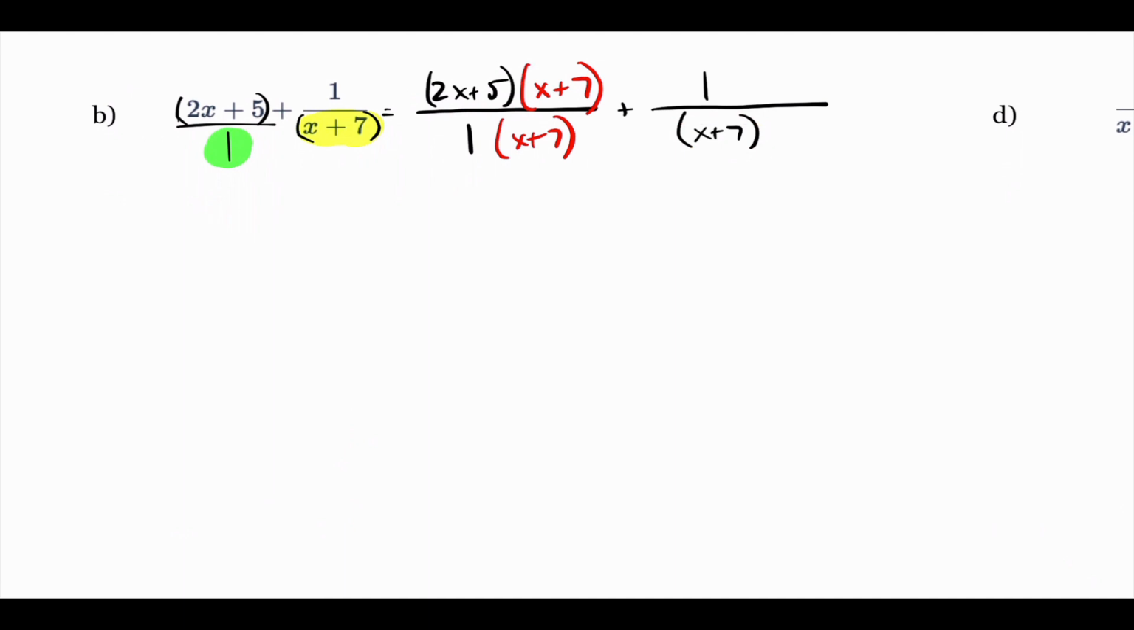So now I'm going to put them together. I have 1 and x plus 7 on bottom. On top, I have 2x plus 5, x plus 7, and then I have a plus 1 out there. So I have to simplify the top. Bottom, I'm not worried about.